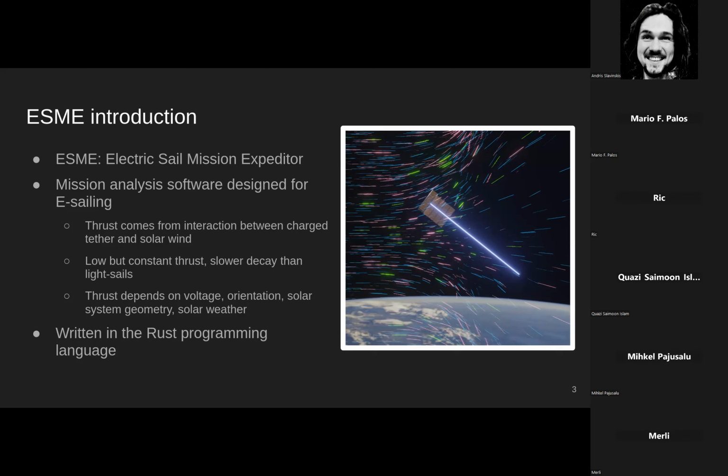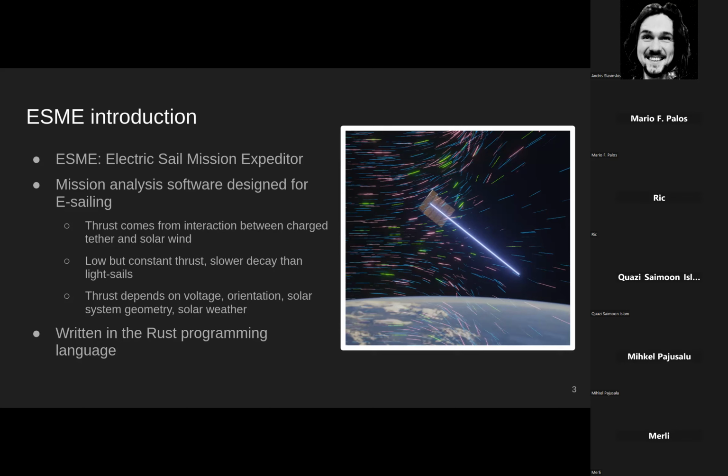If somebody here doesn't know what an E-sail is, there's an artistic representation by me on the right. Basically, if you have a stream of charged particles, and in the middle of that, you put a long, thin metallic tether and you charge it up, then you can deflect the particles and get a tiny bit of free thrust, basically, and you can use it for propulsion or for accelerating the decay of a satellite.